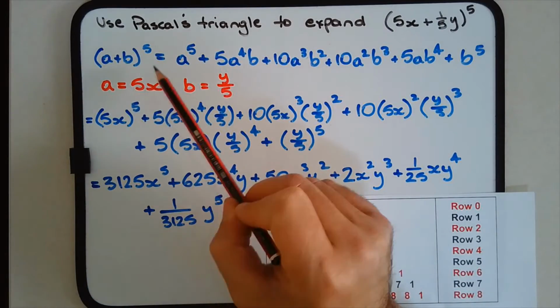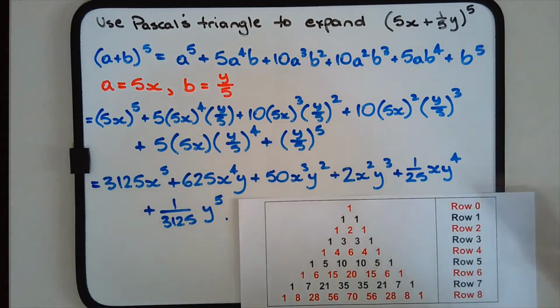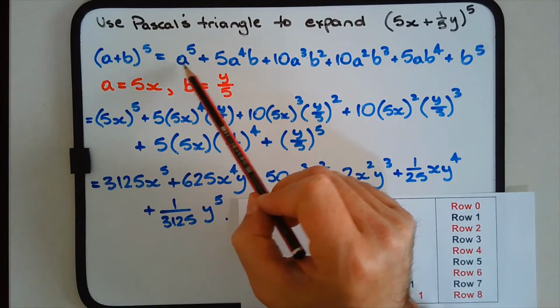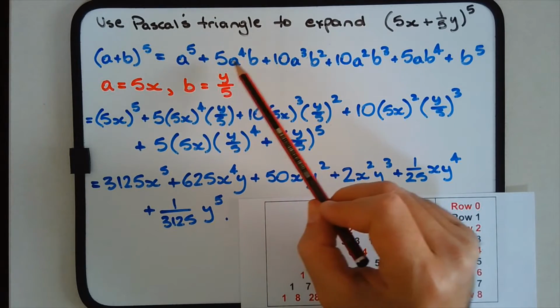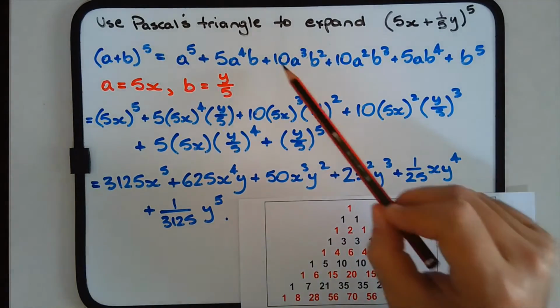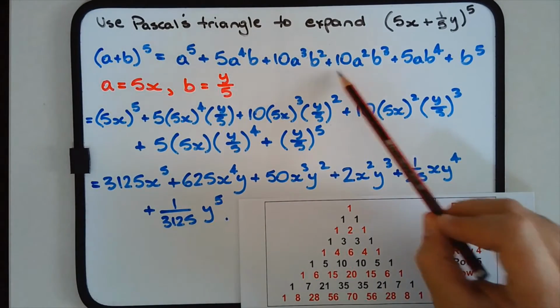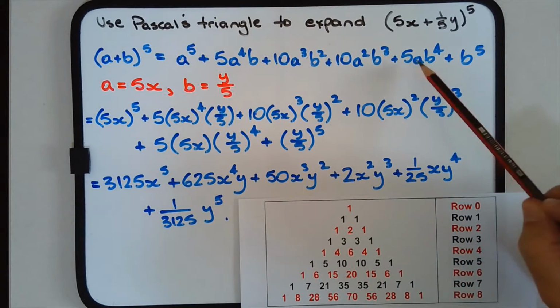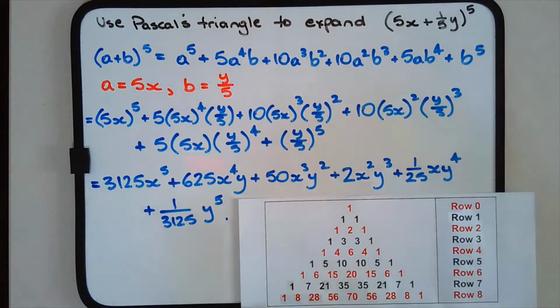So we have 1, 5, 10, 10, 5, 1. So the expansion, following the pattern that we've already observed, is 1 lot of a to the power of 5 plus 5a to the power of 4 times b plus 10a cubed b squared plus 10a squared b cubed plus 5ab to the power of 4 plus b to the power of 5.